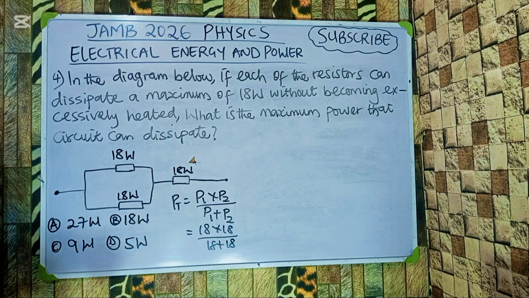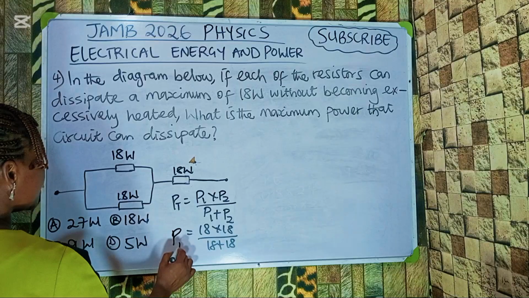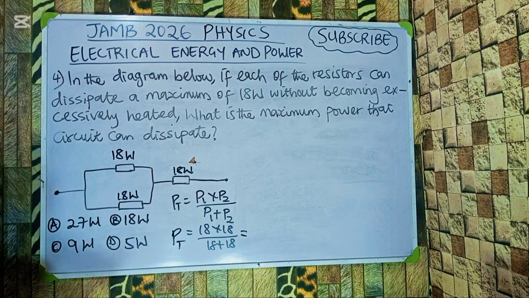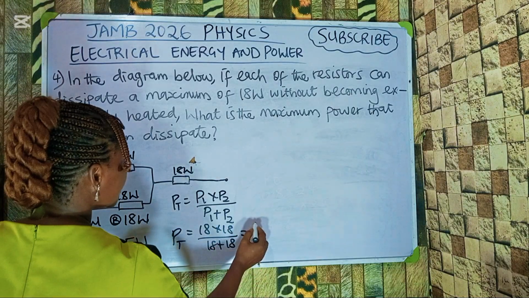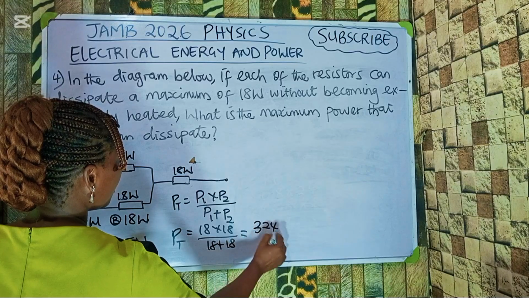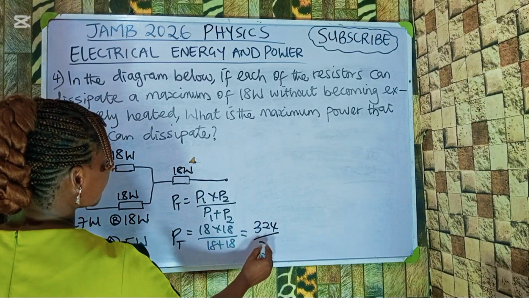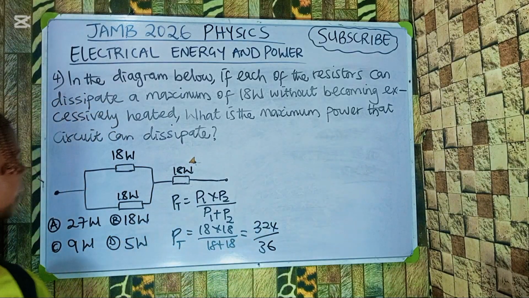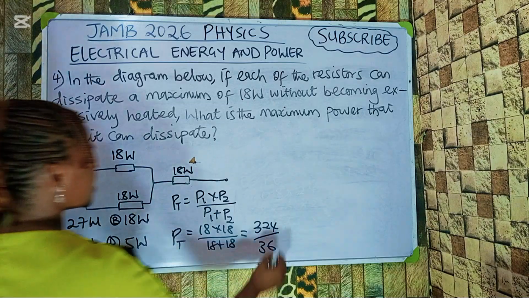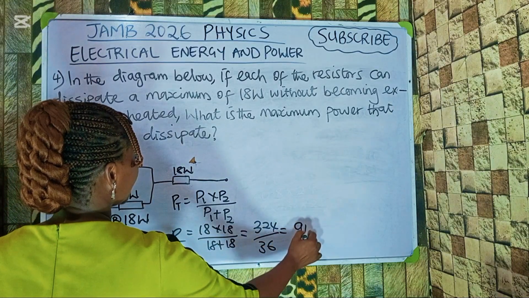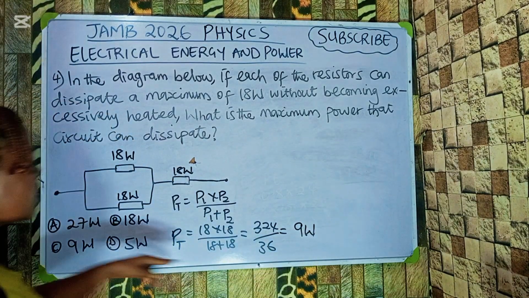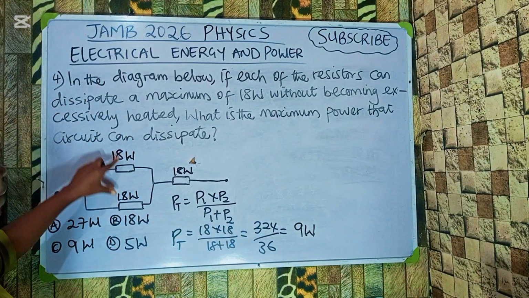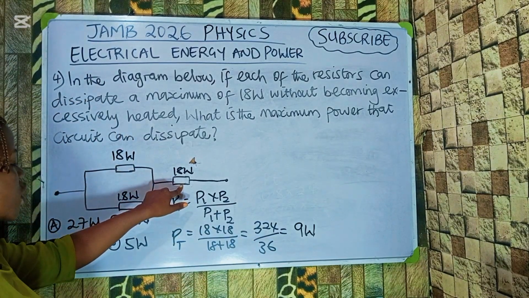By the time you multiply to get the total power, 18 times 18 gives you 324, divided by 18 plus 18, which is 36. When you divide, you have 9 watts. So this 9 watts is just the effective power here. You're not going to add it to this 18 yet.